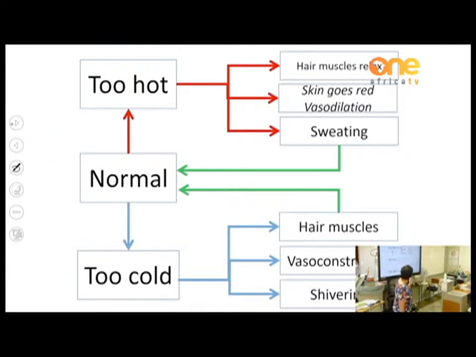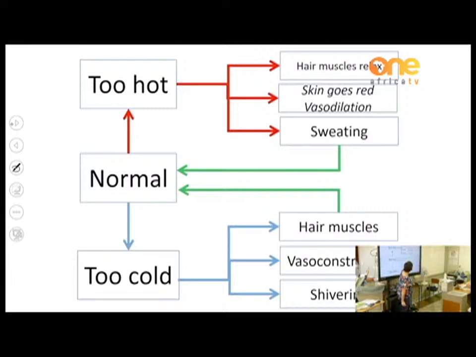Okay, so perhaps you have something else. You can just add. We can have too hot: hair muscles relax, skin goes red, vasodilation, and sweating. We want to say more sweat will be released.